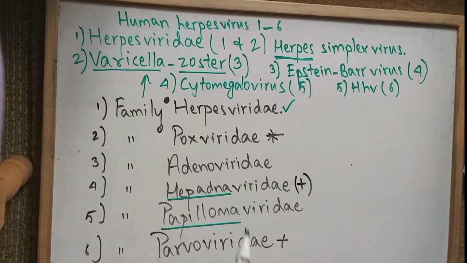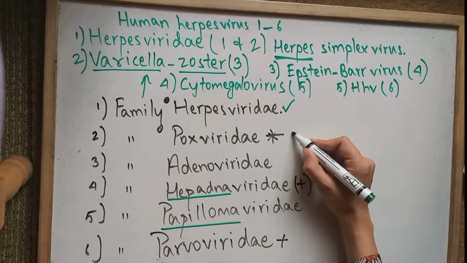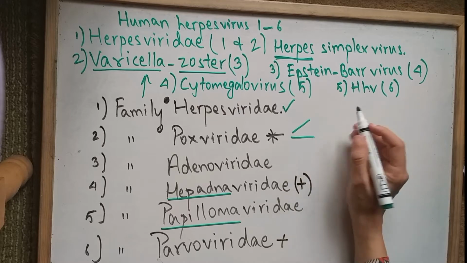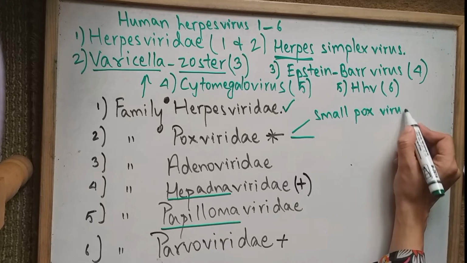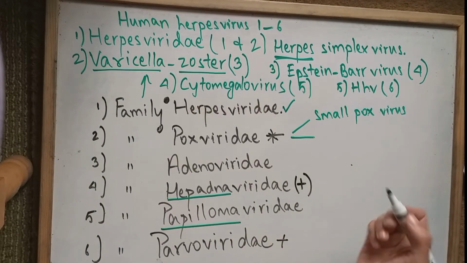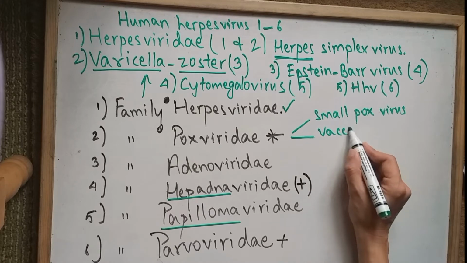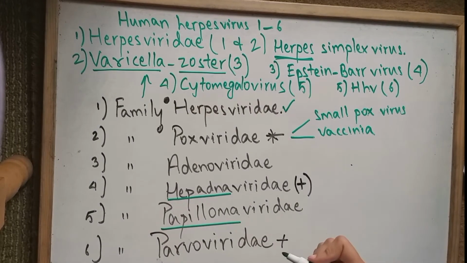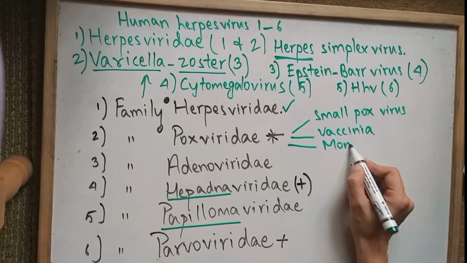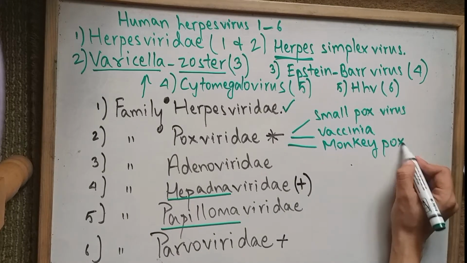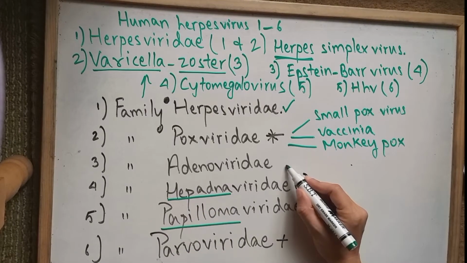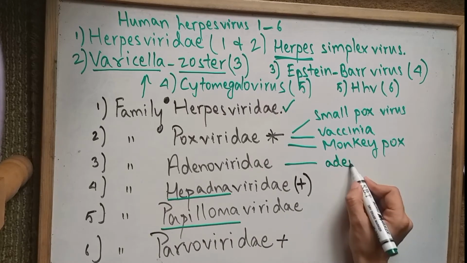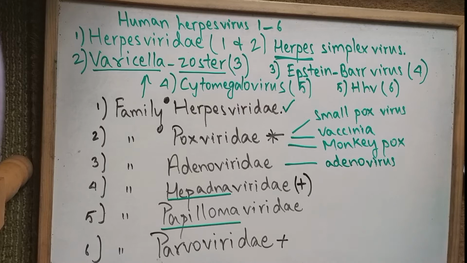Moving on to the next family, Poxviridae has 3 viruses. We've got smallpox virus, which causes smallpox. Then we've got vaccinia, which causes cowpox. And the third one would be monkeypox, which causes a milder smallpox disease. Moving on to Adenoviridae, the genus has the same name, so it would be adenovirus, and it causes respiratory diseases, conjunctivitis, and gastroenteritis.